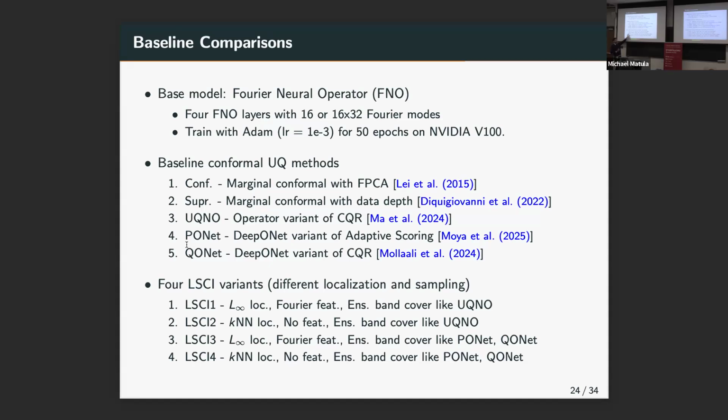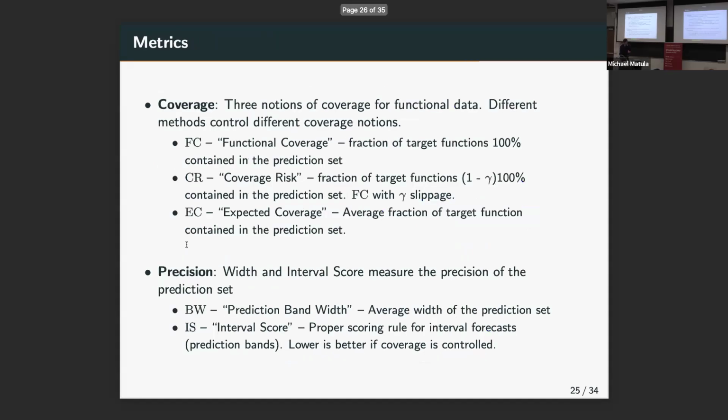And then we did the same thing for two other settings using the same localization setting and trying to approximate the notion of coverage of PONet and QONet. These are the metrics we looked at. This is just detailing the three different notions of coverage. We also looked at how wide the prediction bands are. So we want these to be essentially as narrow as possible without violating coverage.